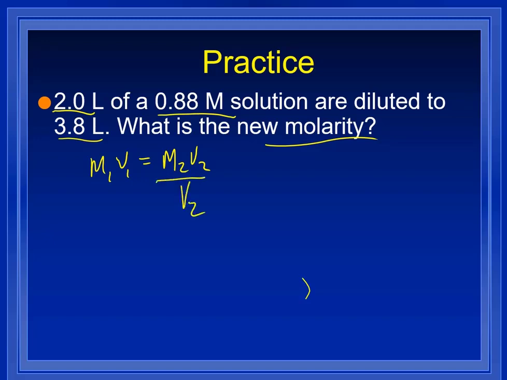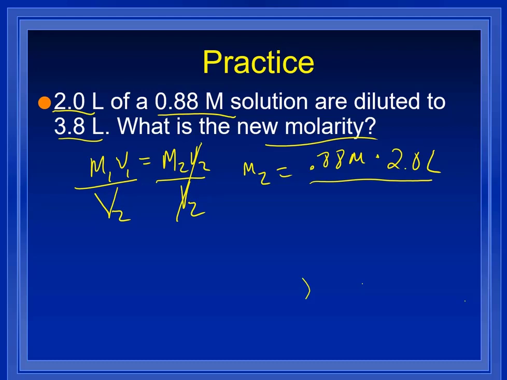So I need to divide both sides by V2. So my M2 is going to equal M1, 0.88 molar, times V1, 2.0 liters, divided by V2, 3.8 liters, and 0.88 times 2 divided by 3.8 is 0.46, and the units are molar.